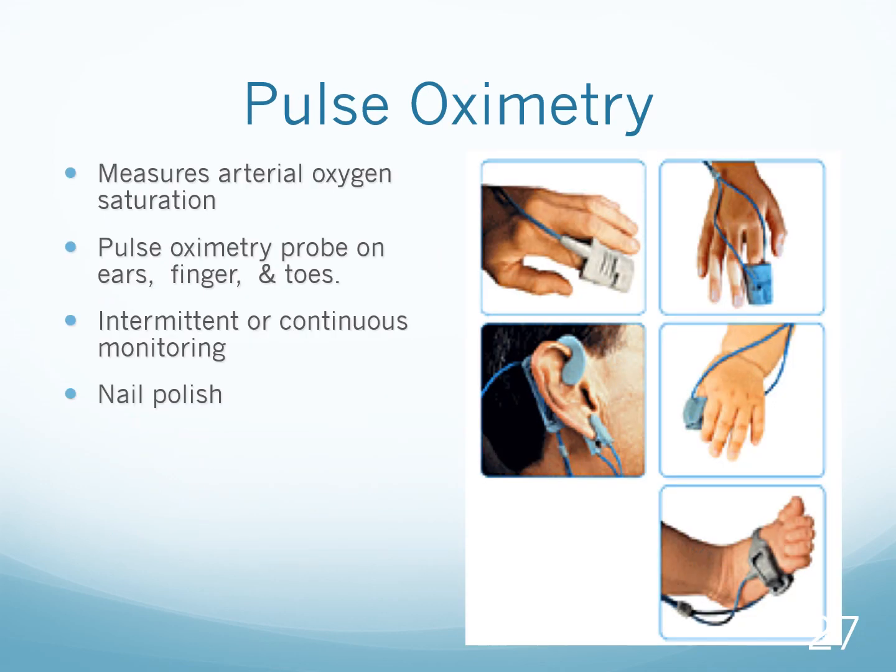And by now you probably have seen pulse oxes. They are measuring arterial oxygen saturation. You can use the probe on the ears, the fingers, and the toes, and there are different types in different facilities. Intermittent or continuous monitoring, especially if a person is on a vent, and nail polish can interfere with the reading of a pulse ox.